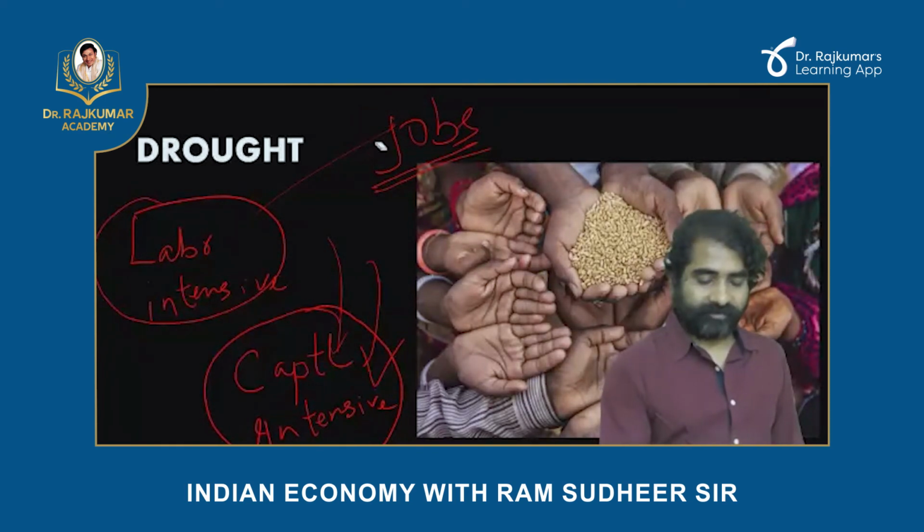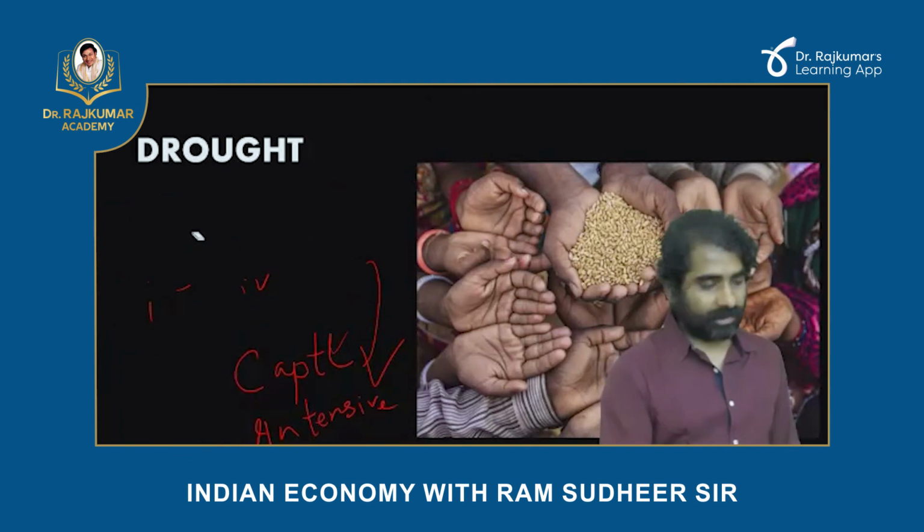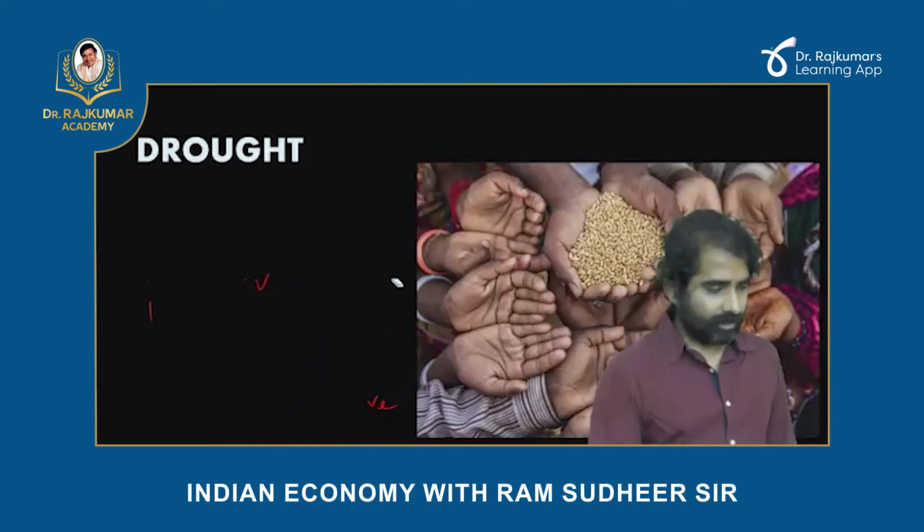Okay, we would have created more jobs. Lakshmikant has some doubts. What is the doubt? Some examples of facts in economy. I didn't get you, Lakshmikant.